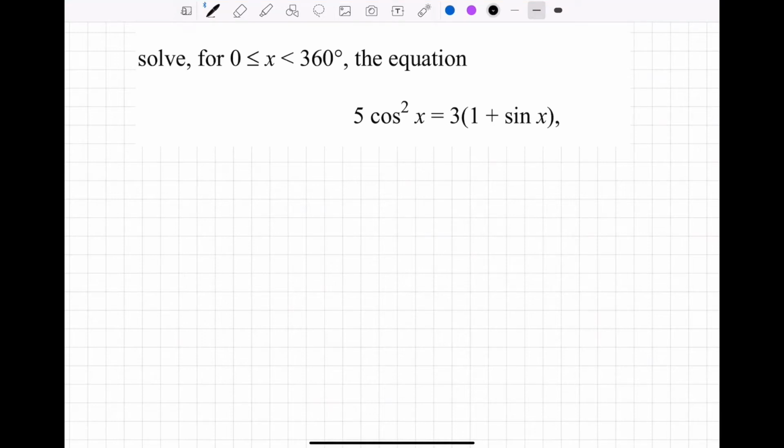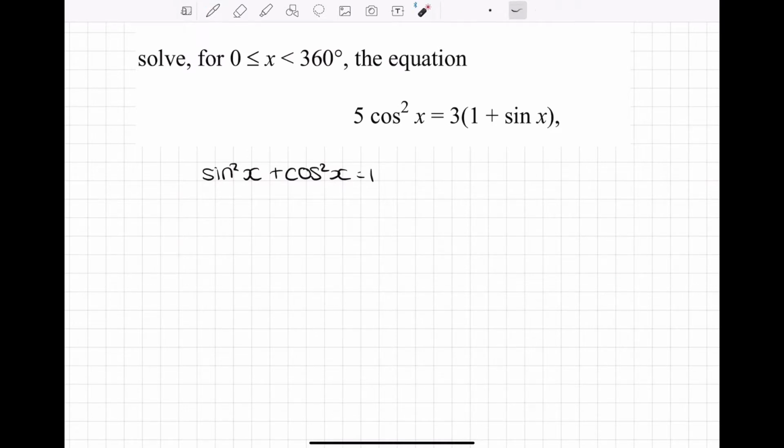In this example, we want to solve for x between 0 and 360 the equation 5 cos squared x equals 3 times 1 plus sine x. So far what I don't like about this equation is we have cos squared and sine on its own. So we know an identity relating sine and cos, which is sine squared plus cos squared equals 1.